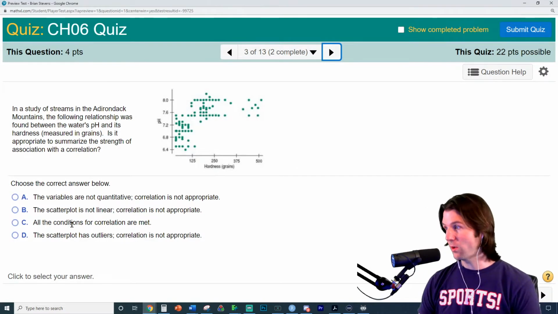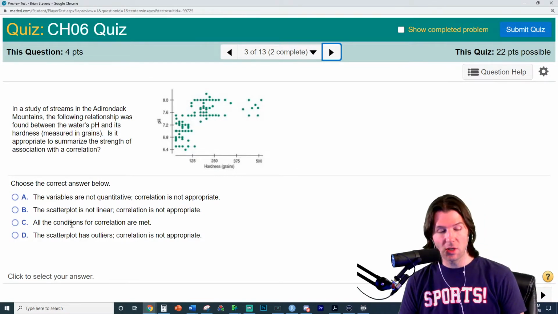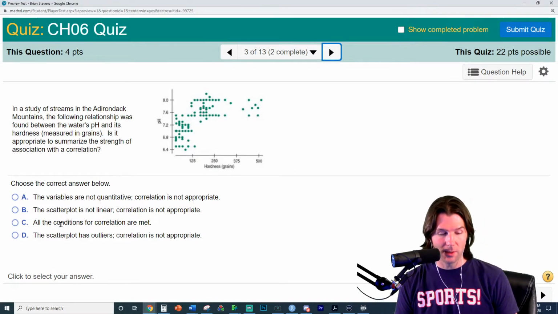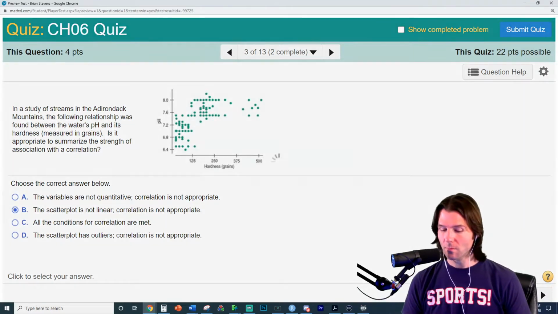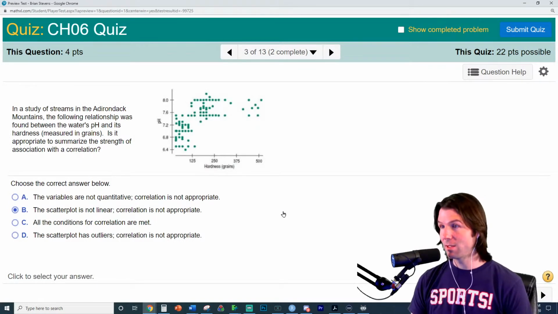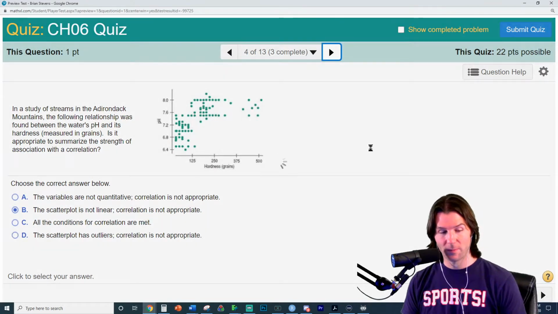But this fails the straight enough. So these are 3 conditions you need to check. QQ, straight enough, no outliers. And wait. It's not linear. So good. Not linear. We can't do linear correlation.